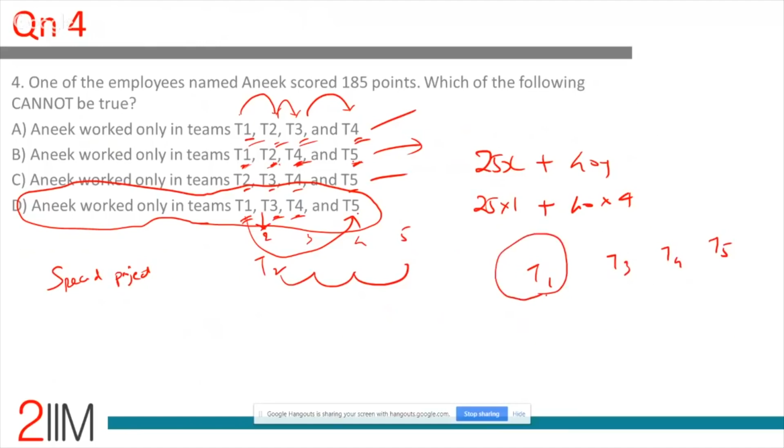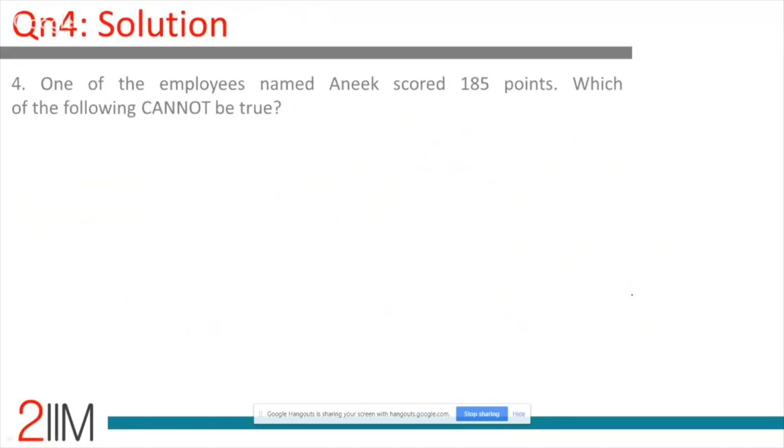Starting with T1, doing a special project, being a special employee, and then going to T3 is not possible. So from T1, he would have skipped T2. That means he's not the special employee transitioning. He could be the special employee swapping to go to T5. Then there's no getting out from T5. So you can only be special in 2 months, be in a challenging project in only 2 months, not the 4 months that he needs to be. So T1, T3, T4, T5, that is not possible. Therefore, that is ruled out.